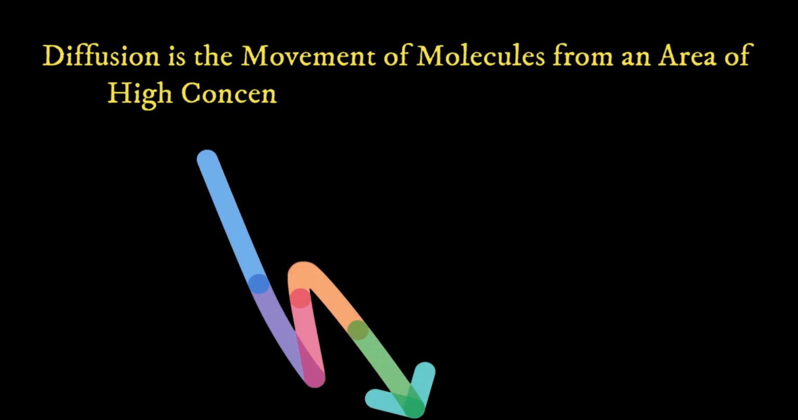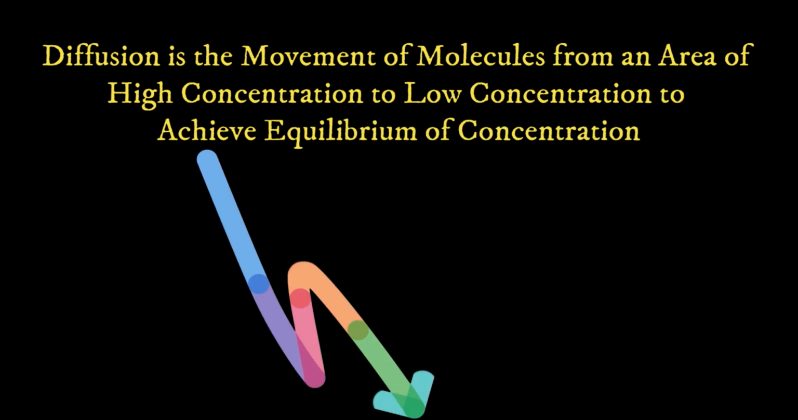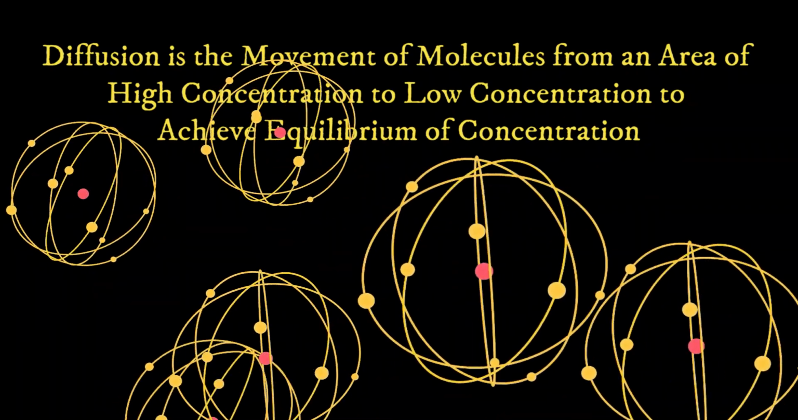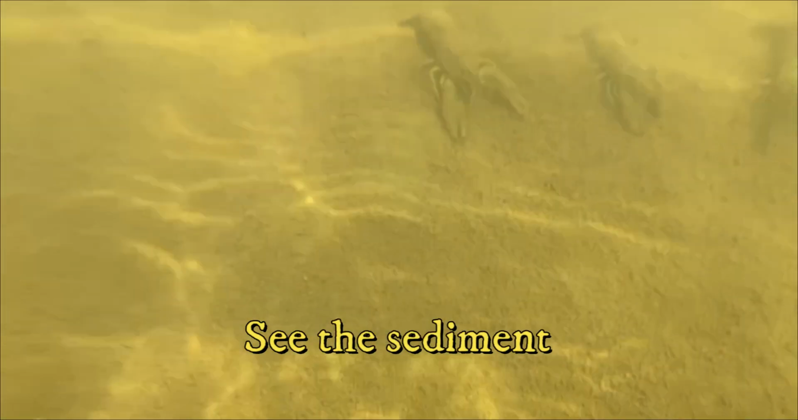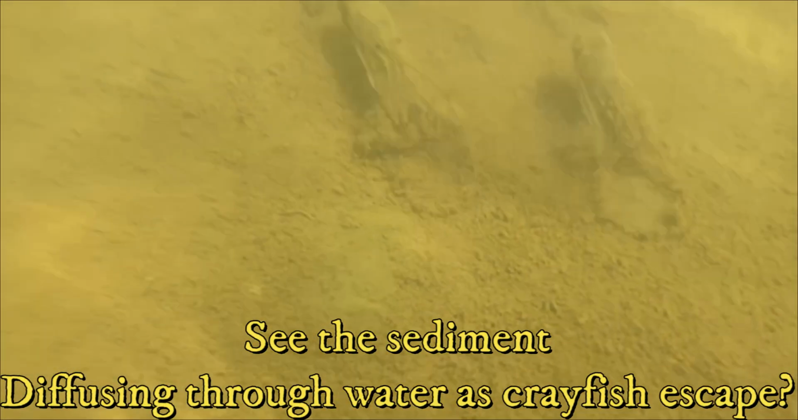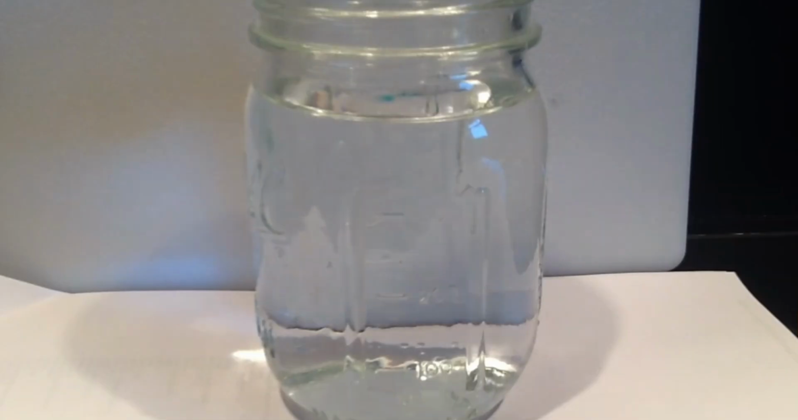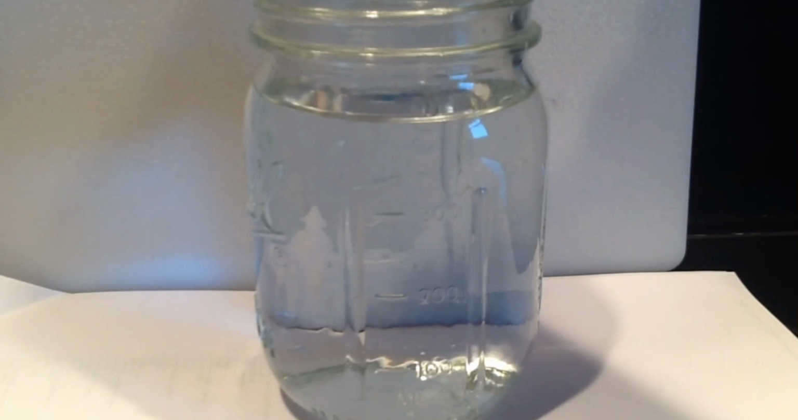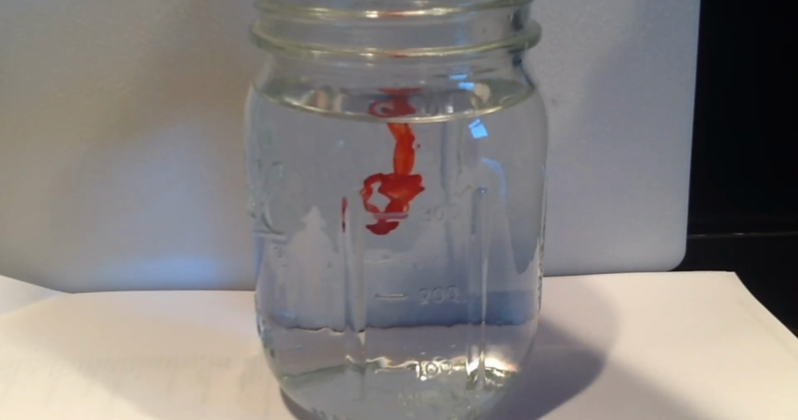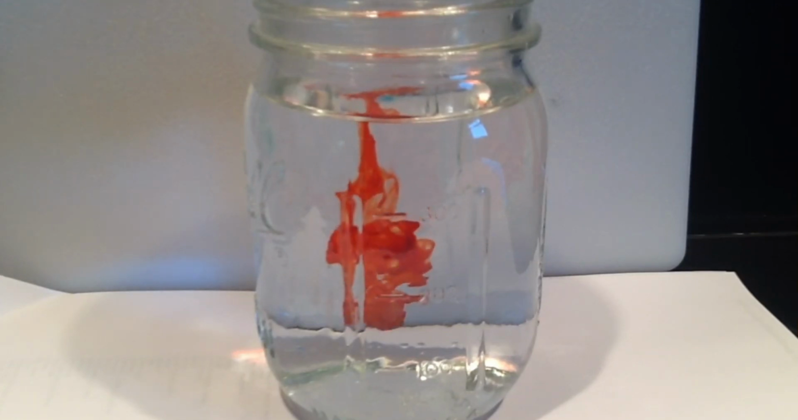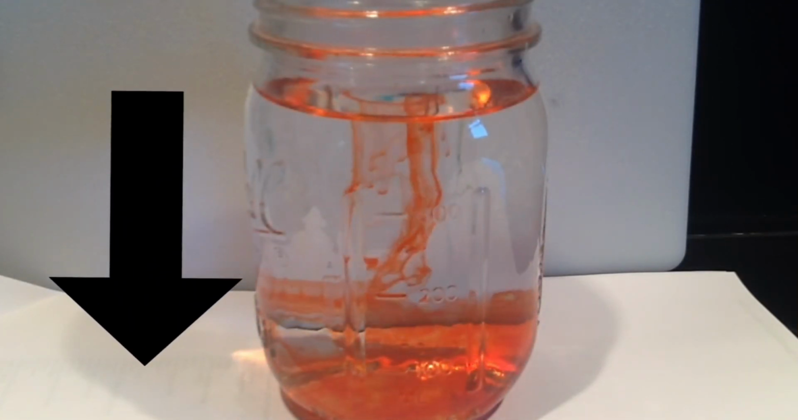Diffusion is the movement of molecules from an area of high concentration to an area of lower concentration to achieve equilibrium of concentration. You don't need living cells to perform this process, as you experience diffusion all the time. I'll use this demonstration with food coloring and water. The food coloring, which is highly concentrated, goes through the container of water, which initially has no food coloring.